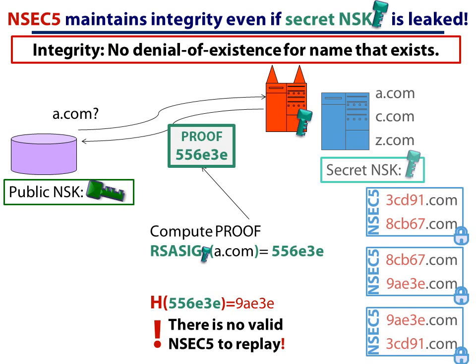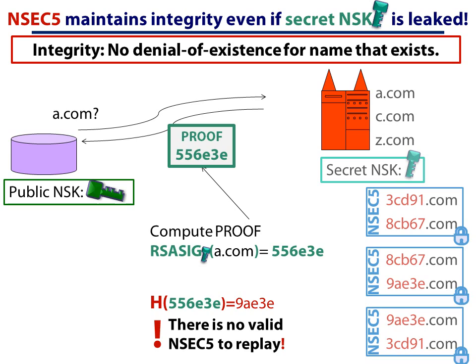Okay, so what this comes down to is the fact that because of the way we form the NSEC5 records and the fact that the adversary does not have the zone signing key, he cannot replay or construct an NSEC5 record that will actually match a.com as the correct value. And this is true even if the adversary is the name server itself.